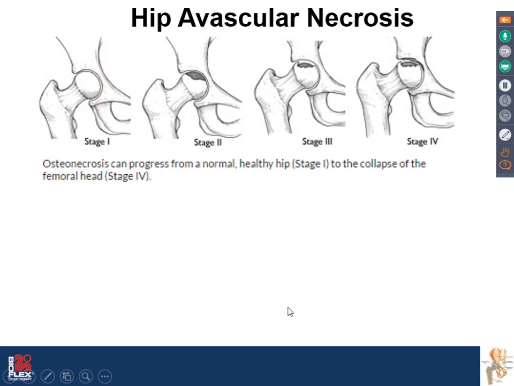So it develops in stages. You can see these stages in front of you, from stage 1, 2, 3, and 4, where you eventually get collapse of the femoral head in late stages.